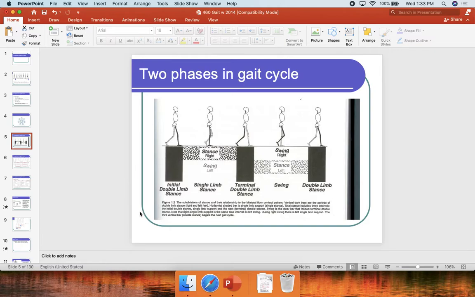This is one more graphic helping us demonstrate just the fact that there are going to be points during walking at which both legs are on the ground and at which only one leg is on the ground. This is corresponding to our stance and our swing phases here.